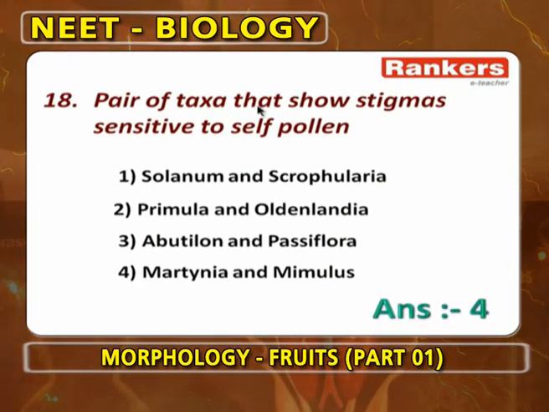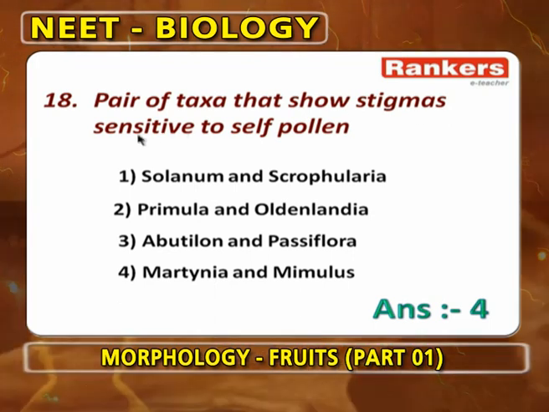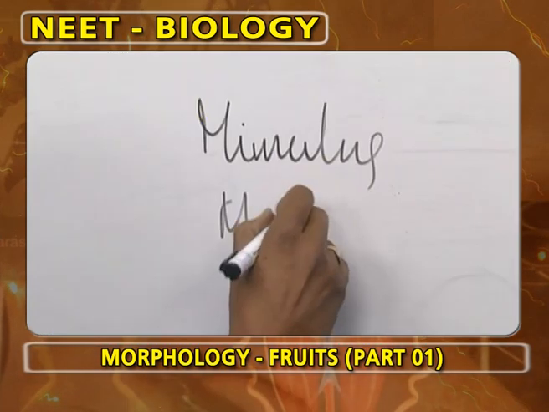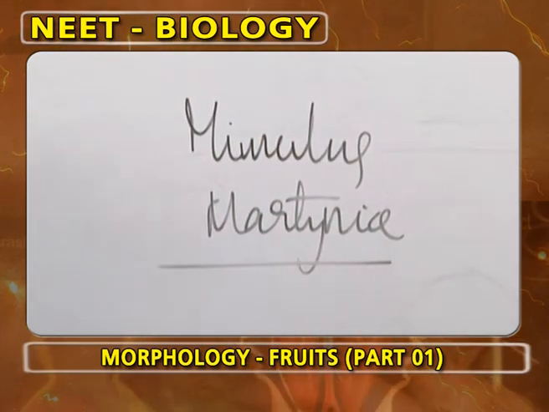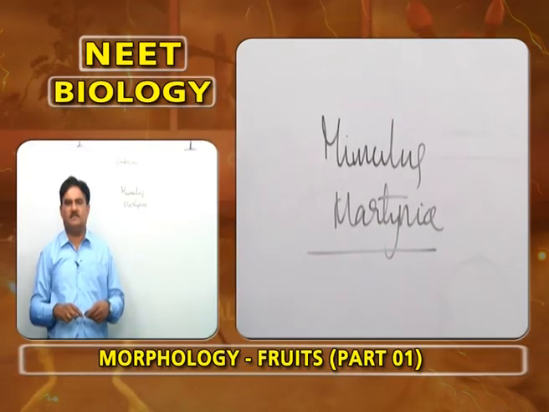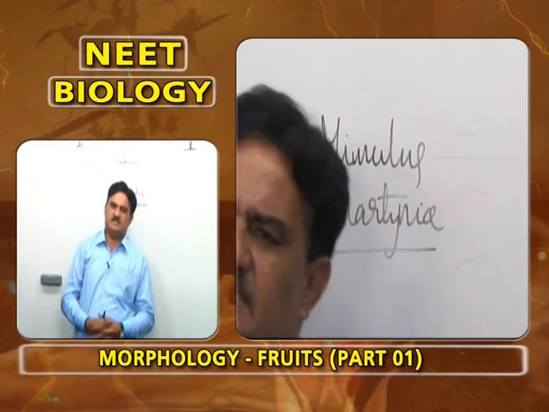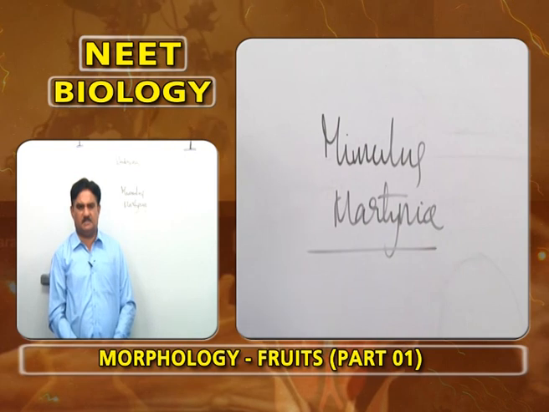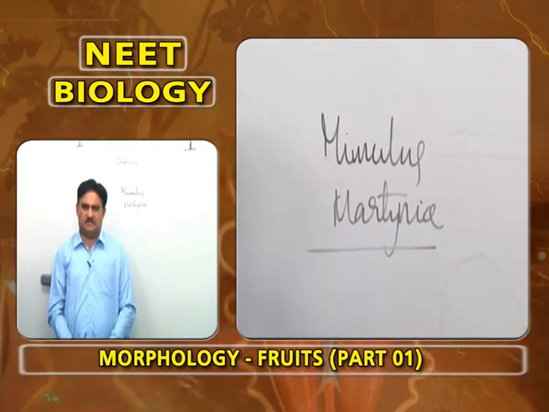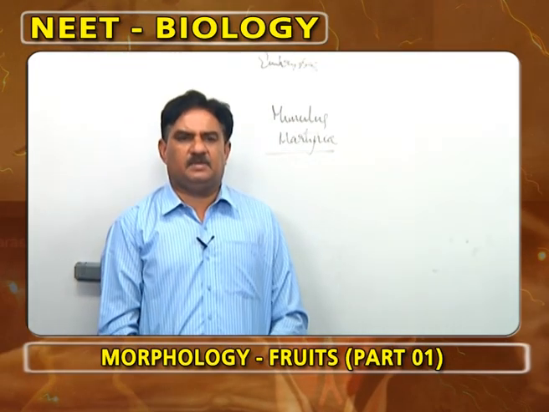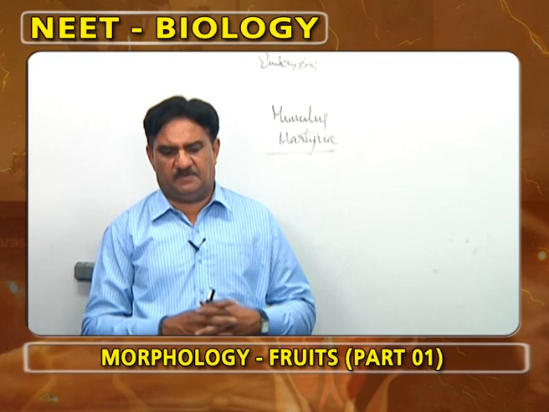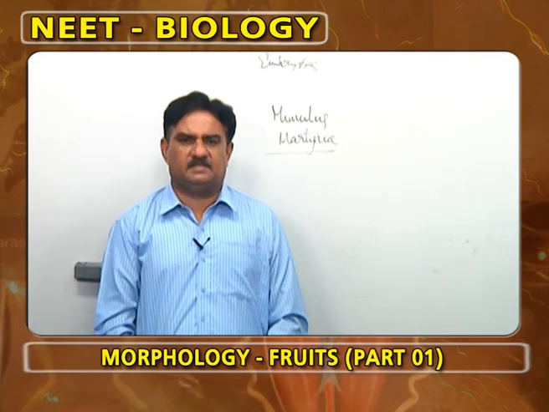Pair of taxa that show sensitive stigmas to self pollen. Sensitive stigmas to self pollen: Mimulus, Martynia. The special feature in these two plants is whenever the anther of the same flower is liberating the pollen grains, they close the sensitive areas in the stigma which receive the pollen and help in fertilization. Because they close the stigmatic lobes, they cannot collect the pollen grains liberated from the anther of the same flower.